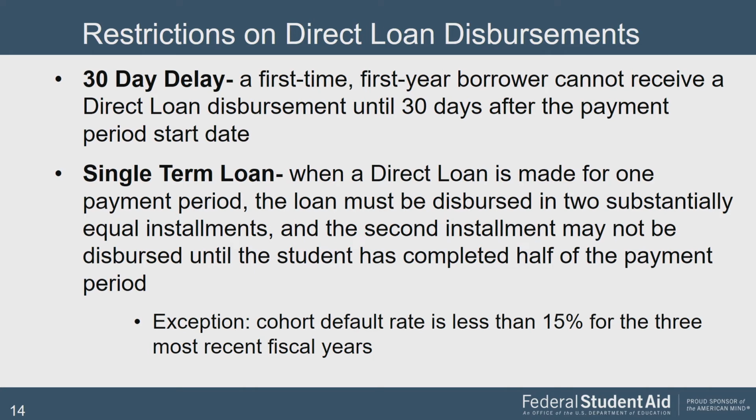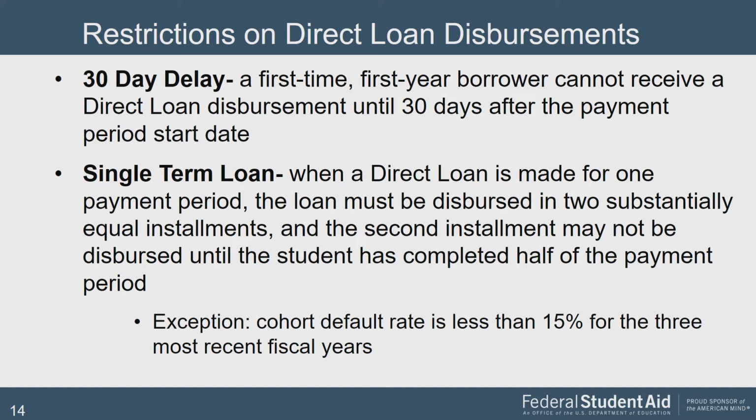When we talk about direct loan disbursements, there are two areas of restriction. One is that 30-day delay for that first-time, first-year borrower. These are usually new students. They're new to financial aid. They're new to receiving loans. They're still not sure what loans are all about. They're still not sure if they want to be in school yet.